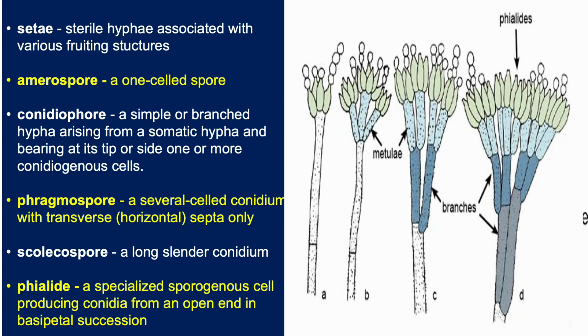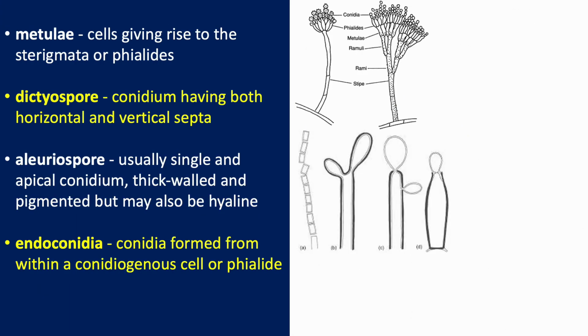Next terminology is phialides. These are specialized sporogenous cells producing conidia from an open end in basipetal succession. If you look at the diagram, then the concept of phialides will become clearer. Medullae is another terminology which is used in the fungal world. The meaning of medullae is that these are the cells giving rise to the sterigmata or phialides.